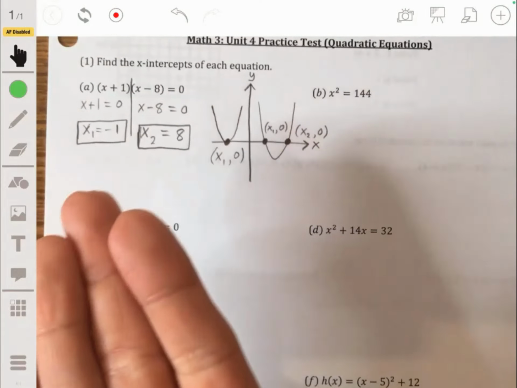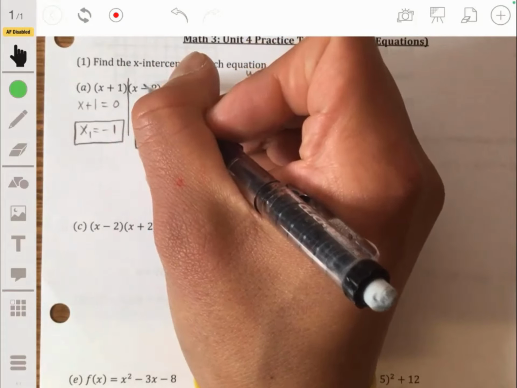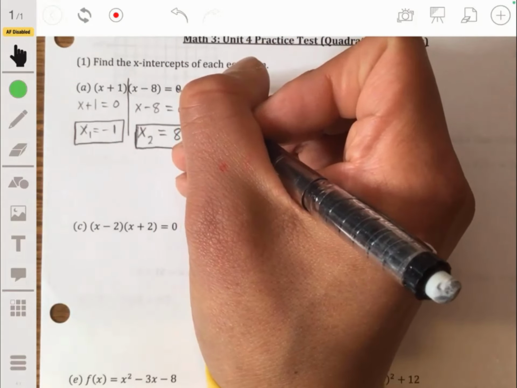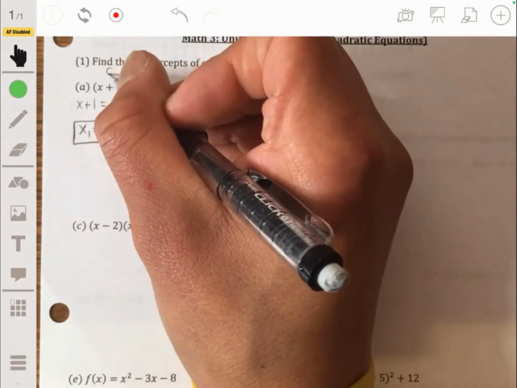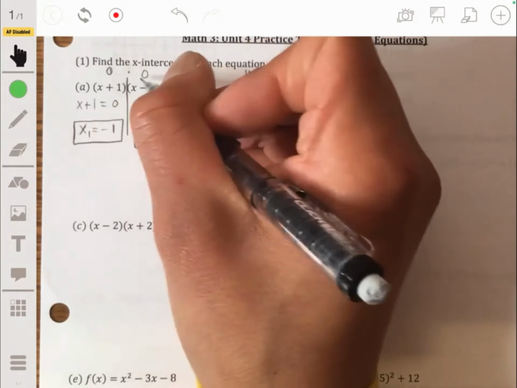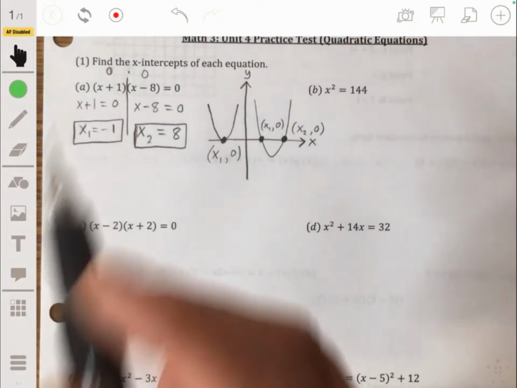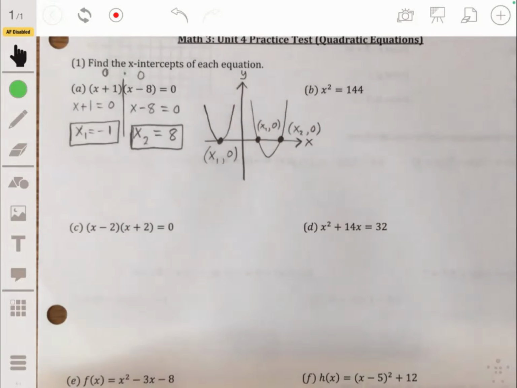So don't do more work than you have to, because again, when you multiply two numbers and you get 0 out of it, that means either this has to equal 0 or this has to equal 0, or they're both equal to 0, because 0 times anything is 0. So then you can just set each of these equal to 0 and solve for x.